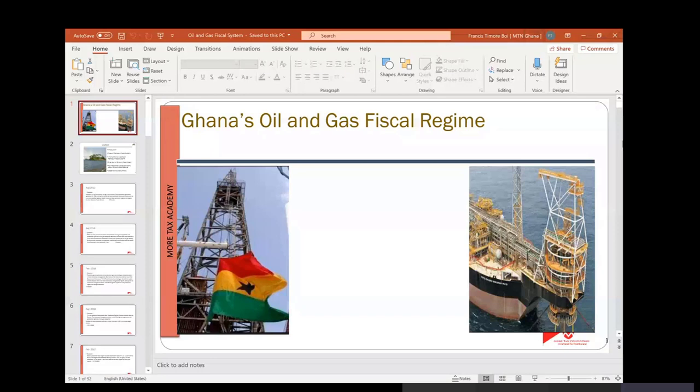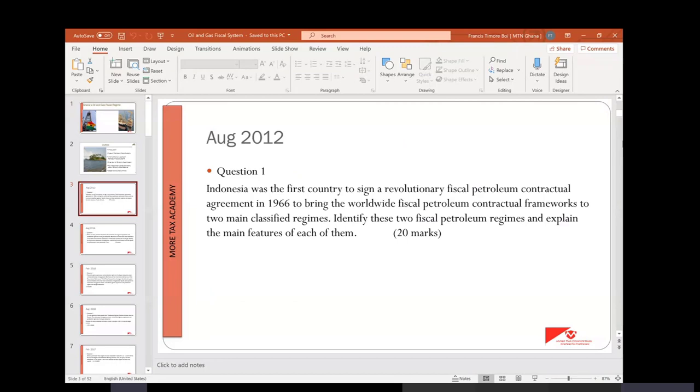And some summary, just like 52 pages. I may not be able to finish. But let's look at a typical question, the way this area comes. 2012, August. Can you all see my screen, please? Okay. Yeah, you can see it.